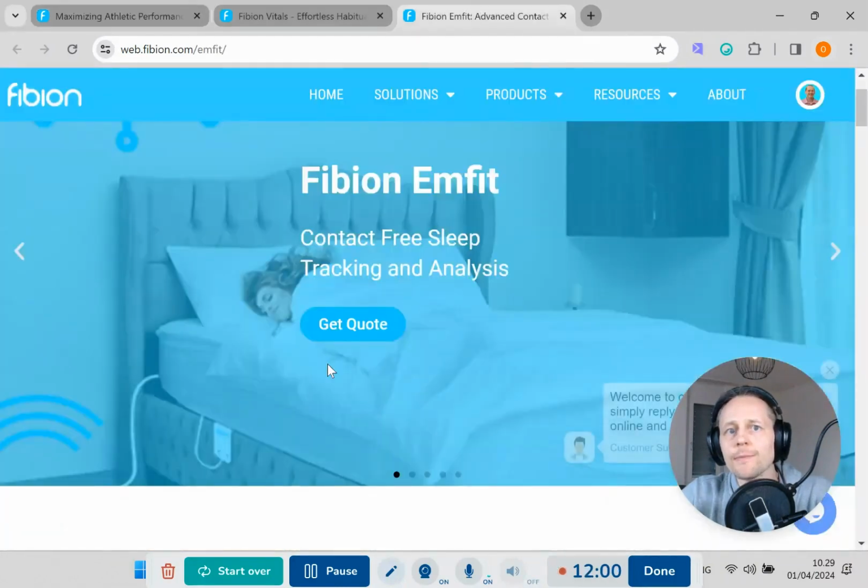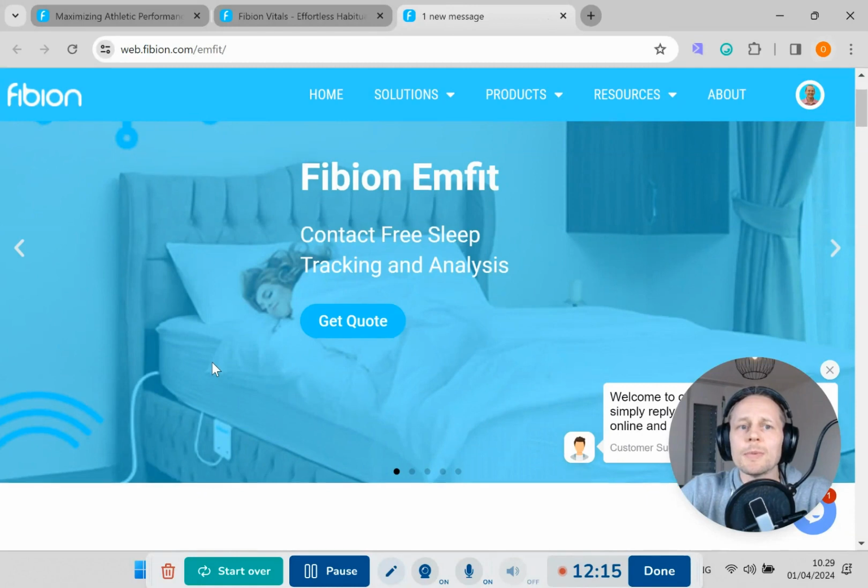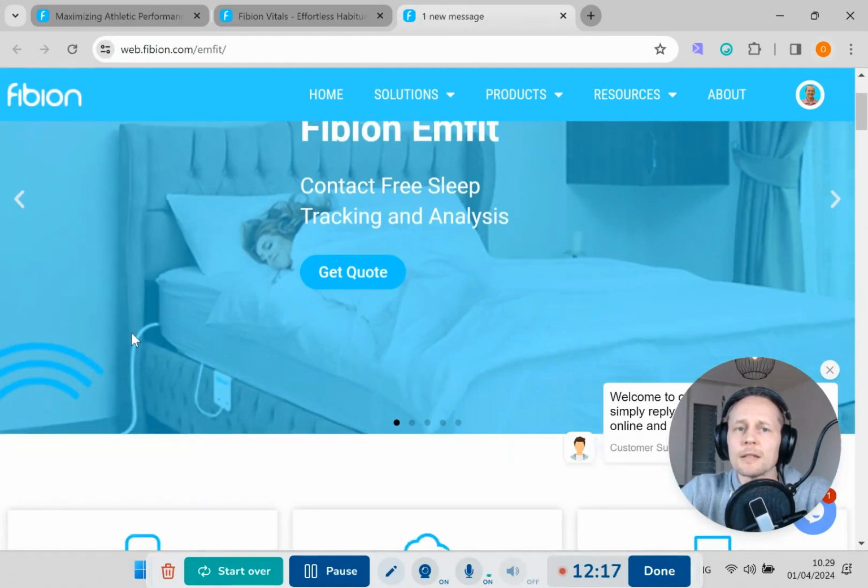So I can show the Fibion M-Fit just quickly. It's a bed sensor that goes under the mattress, and it's based on ballistocardiography. So the body starts to sway a tiny bit in the rhythm of the heart, and this can be used to measure the heart rate variability. It is validated against ECG, so it actually really works.